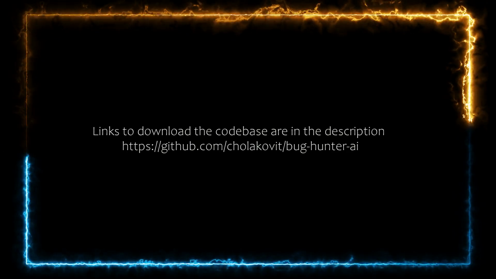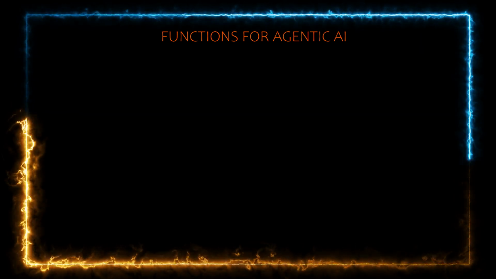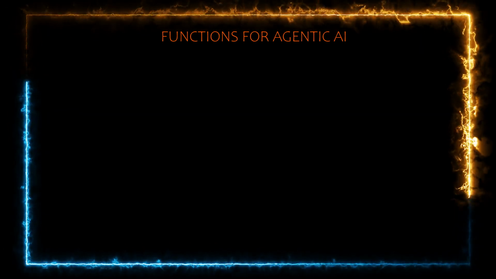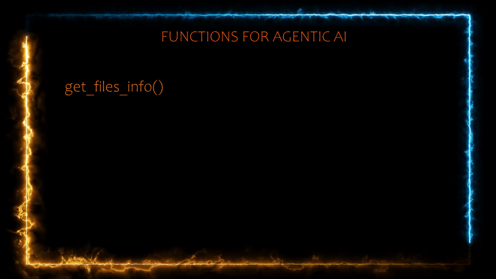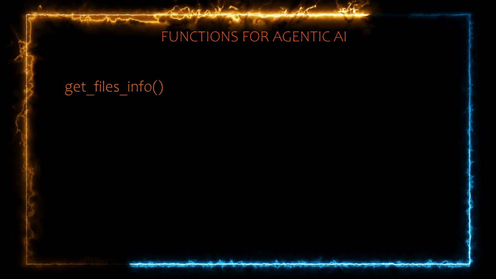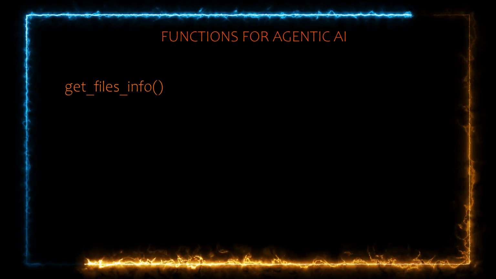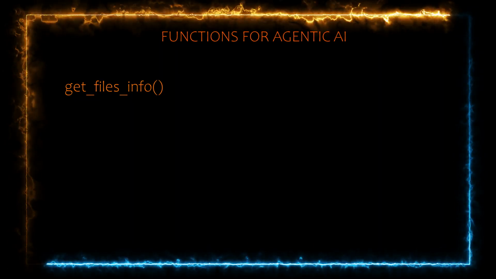Let's look at our schema now and what we need to build this agentic AI. We need to create the following functions. getFilesInfo lists files and directories in the specified path, returning each item's name, size, and whether it's a directory, with a security check to ensure the path stays within the working directory.